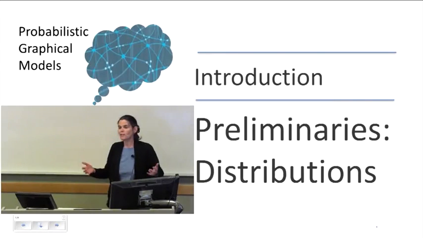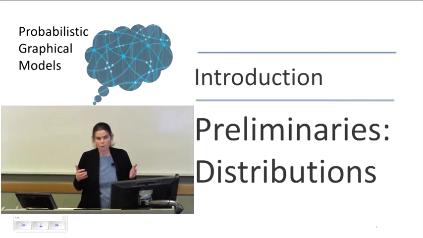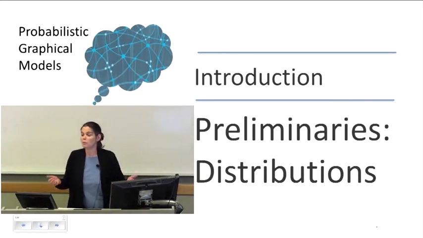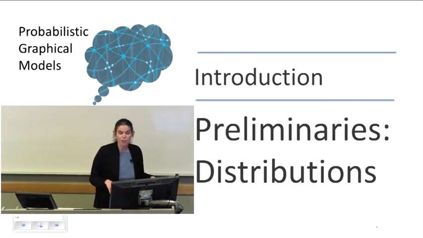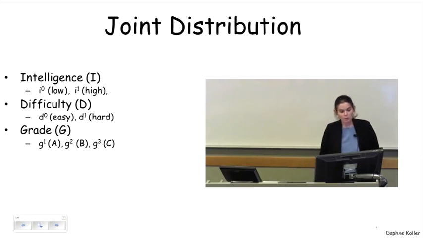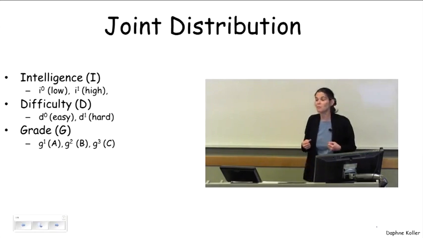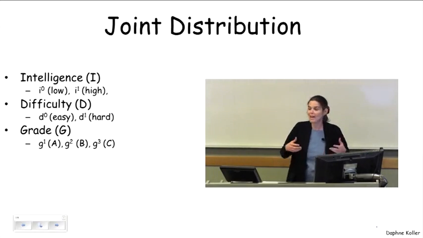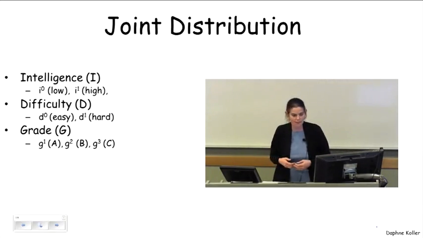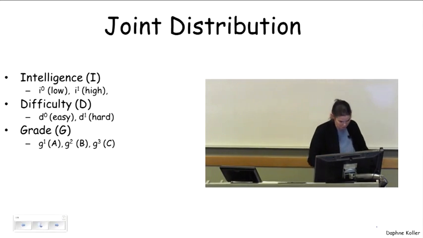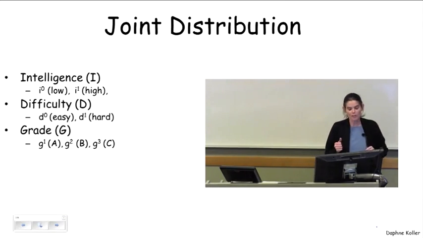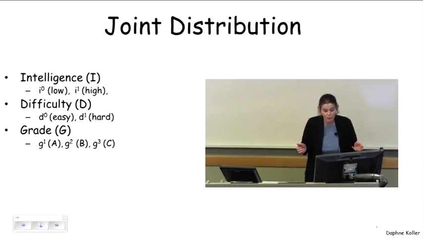So before we get into the details of probabilistic graphical models, we need to talk a little bit about what a probability distribution is, just so we all have a shared vocabulary. So let's start with a very simple example of a joint distribution, one that is going to be extended in examples later on in other parts of the course. And let's start with an example that involves just 3 random variables.